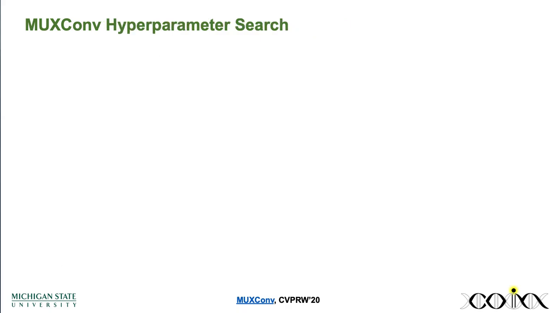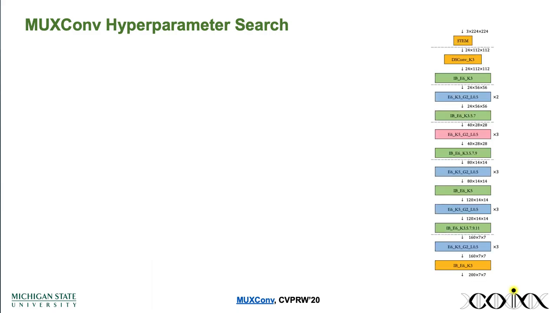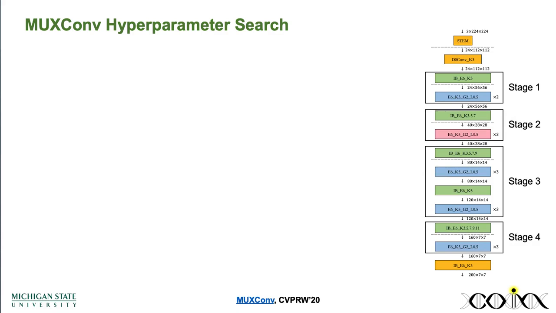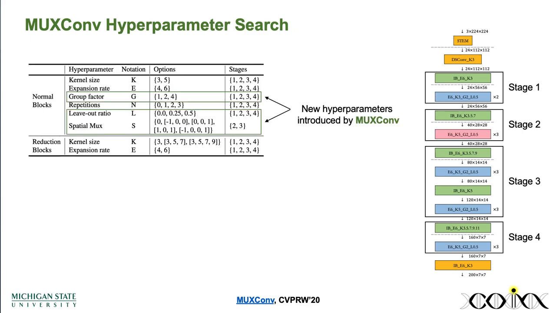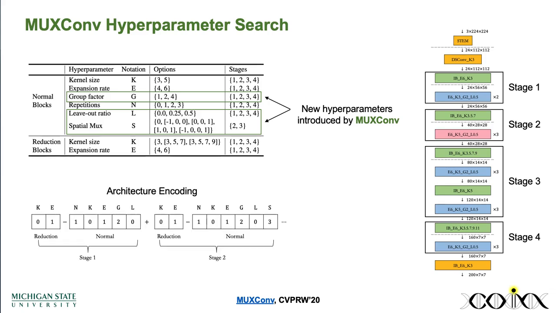To realize the full potential of MUXConv, we use neural architecture search to optimally configure its hyperparameters. For a CNN architecture, we first divide the blocks into 4 stages, where each stage and block type may have different hyperparameter settings. The first block in each stage, named the reduction block, downscales the feature maps by 2. These hyperparameters are then encoded using a string of integer values indicating the choices, and concatenated together following the stage order.